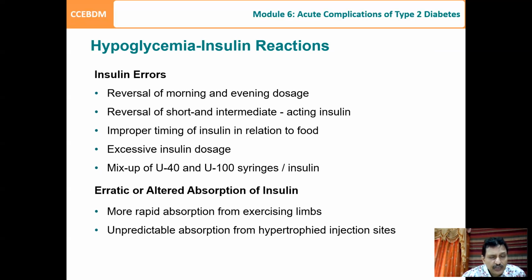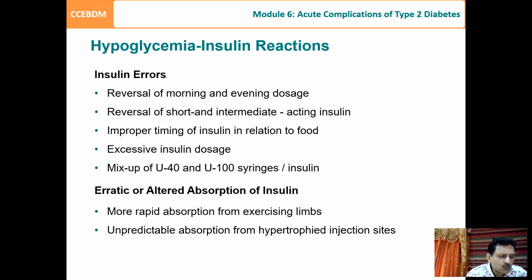If the patient has taken an excessive dose, especially if they mix up the U40 and U100 syringes, it is one of the very common mistakes, and that may have a devastating result. Sometimes the pharmacy has a short supply of U40 syringes and they give a U100 syringe. And if they have a short supply of U100 syringes, they give a U40 syringe. If you mix up between the U100 and U40 syringe, there is a possibility of a very high insulin dose, 2.5 times, or a very low insulin dose. Both can have devastating consequences.